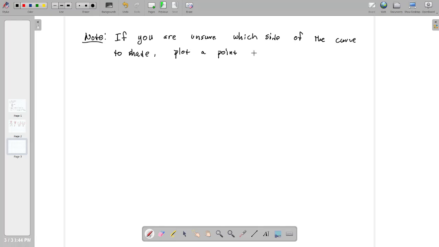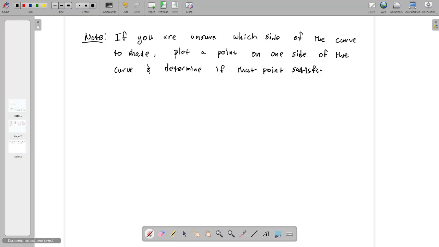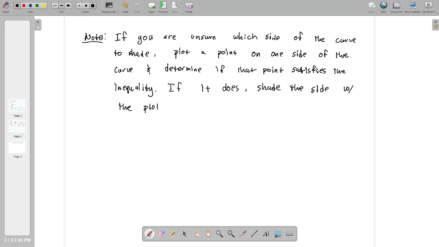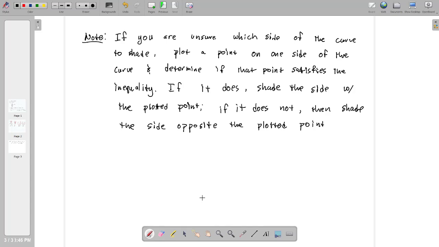If you are unsure which side of the curve to shade, plot a point on one side of the curve and determine if that point satisfies the inequality. If it does, then shade the side with the plotted point. If it does not, then shade the side opposite to the plotted point.